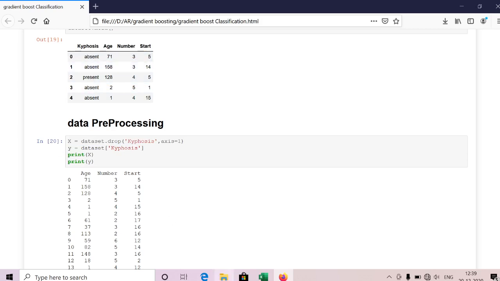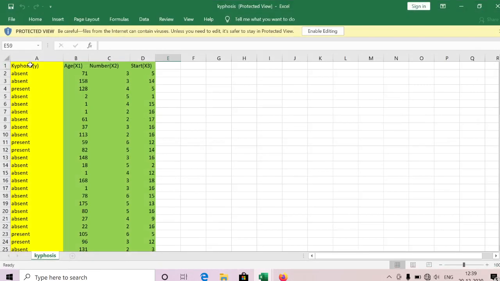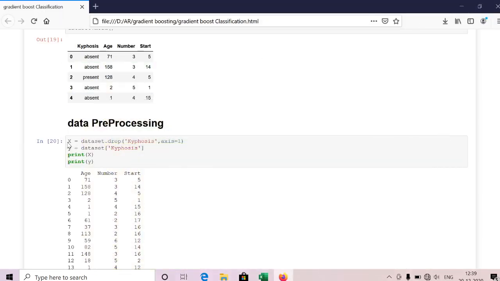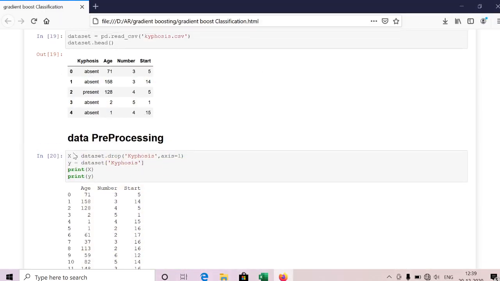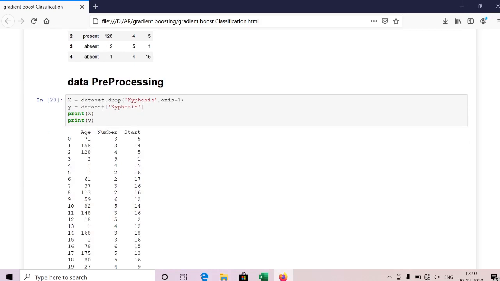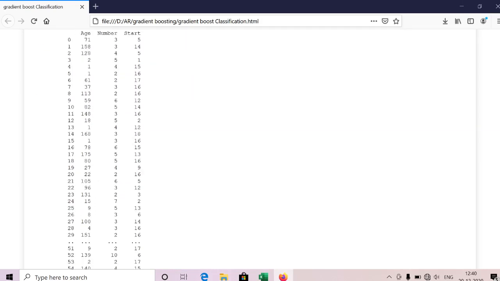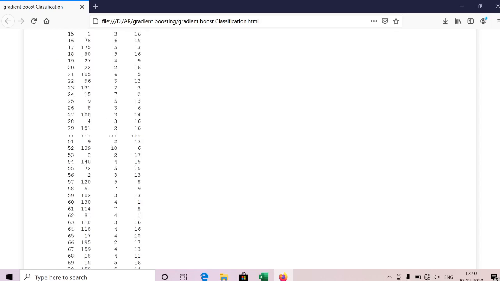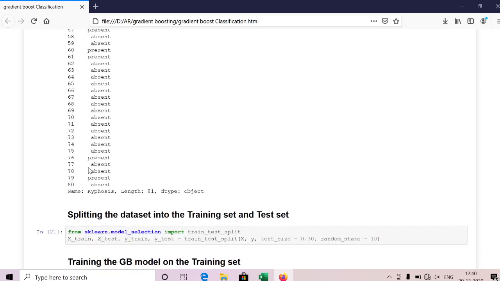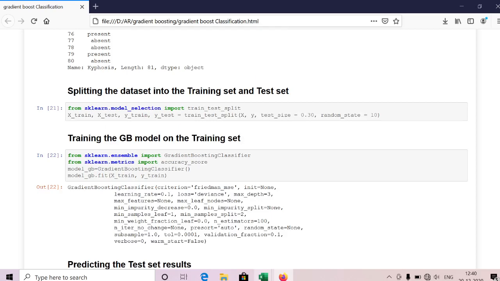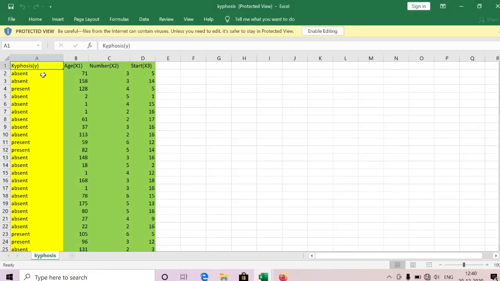I just mentioned this: kyphosis is my y, and the remaining columns, age, number, start, are my x. This is my x, this is my y. I printed x, which shows age, number, start, all the rows. Similarly, I printed y, which shows absent or present. Now I have divided the data set into two parts, my x and my y.